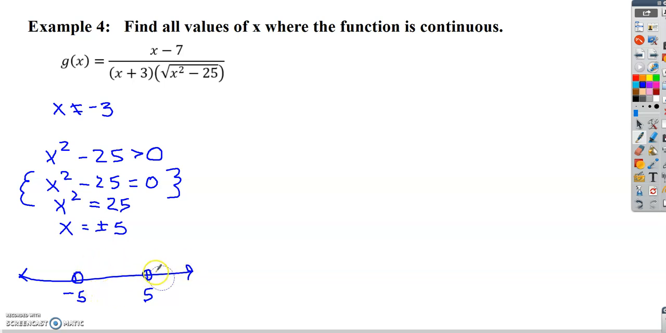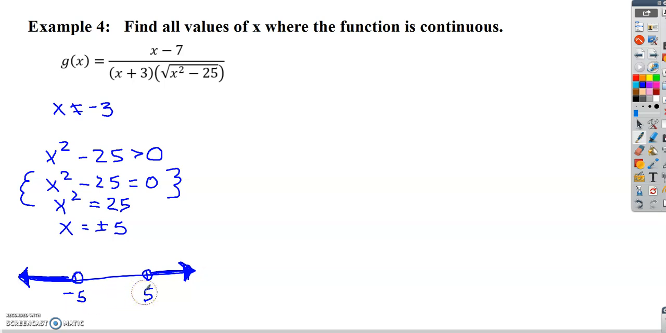Then we could try something on this interval, like 6. If I plug in 6, I get 36 minus 25. Is that value bigger than 0? Yes. So all of this section would work, and then I can tell you all of this section also works. So there's my answers that work.